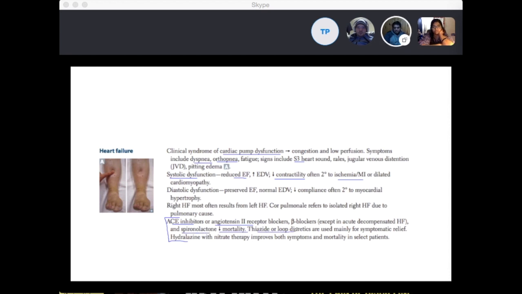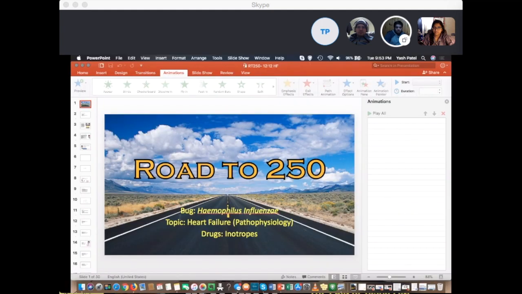And then thiazides or loops are considered for symptomatic relief. And hydralazine and nitrate therapies can both improve symptoms and mortality. So just to complete heart failure, I guess these are the treatments that you can go down. And that is it. Any questions?